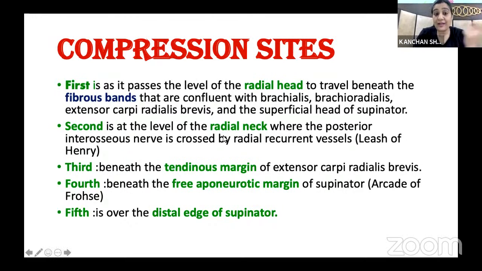Okay, at the radial neck, where you have the radial recurrent vessels, you can have compression because of the tendinous margin of your extensor carpi radialis brevis. Sometimes you have a free aponeurotic margin of the supinator, or sometimes compression at the distal edge of the supinator. If you can remember these four, well and good. If you don't remember, but you know the clinical findings, you will be able to make out the entrapment. So first we will learn how to diagnose this.